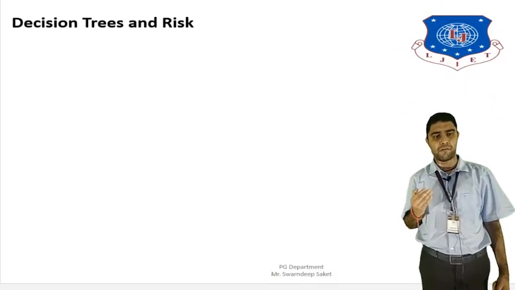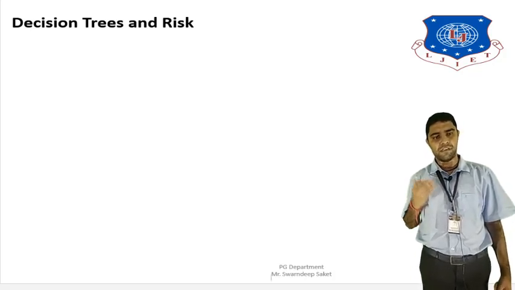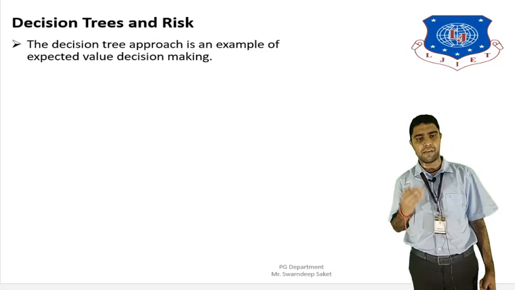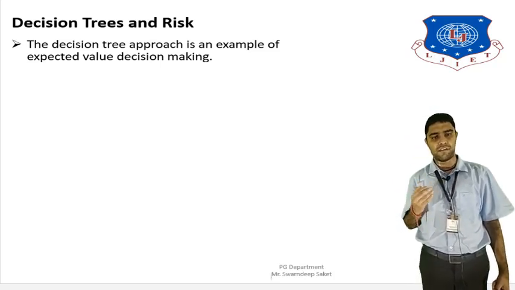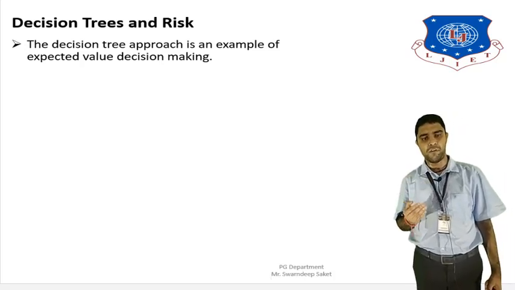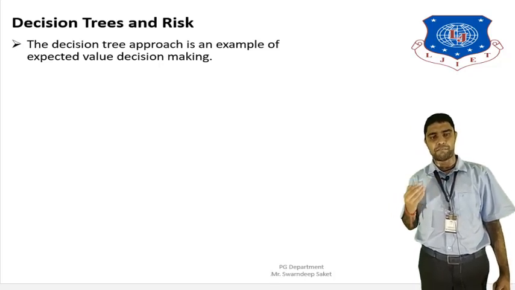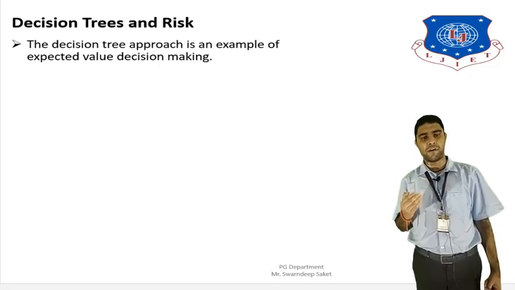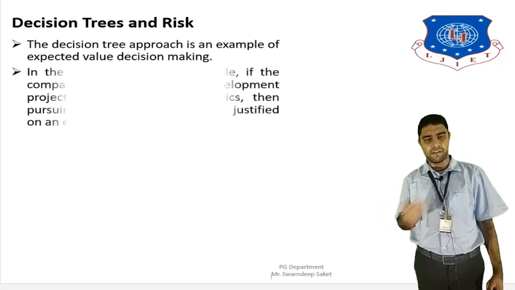Next topic is about decision trees and risk. What are the risk factors? How is risk involved in decision trees? The decision tree approach is an example of expected value decision making. So a decision tree helps decide, for example, whether we should go out depending on whether it will rain tomorrow or not. For the example, we have to calculate the expected value for each decision, and we have to take the best decision from it.